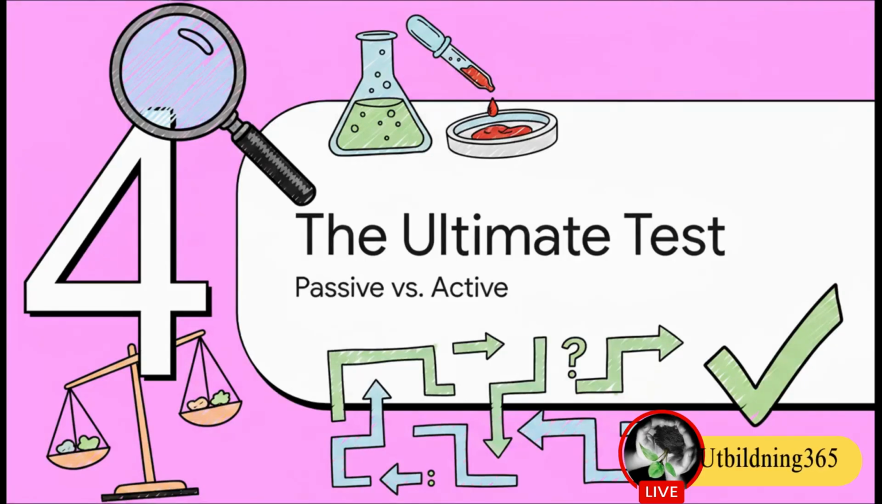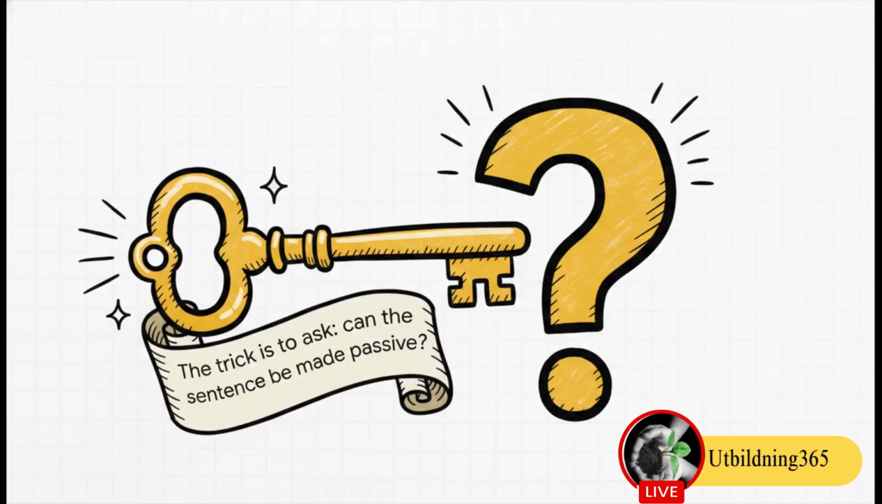So, is there a way to be 100% sure every single time? A foolproof test to know what you're dealing with? You bet there is. Let's get to what I like to call the ultimate litmus test. And here it is, the secret weapon. It all boils down to asking one simple question. Can this sentence be made passive? I'm telling you, this little trick works like a charm. It solves the case every single time.